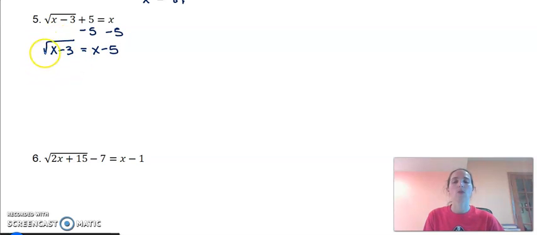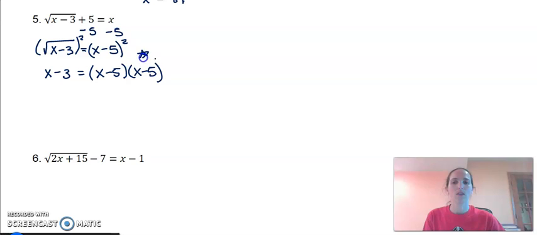Again, our goal is to get rid of square roots because square roots are hard to work with. So what we're going to do next is square both sides of our equation. Again, when you square a square root, those cancel out. Those are inverses. And now you just have the quantity of x minus 5 squared, which really means x minus 5 times x minus 5. This is sort of a key step. When something is squared, it's that value times itself.